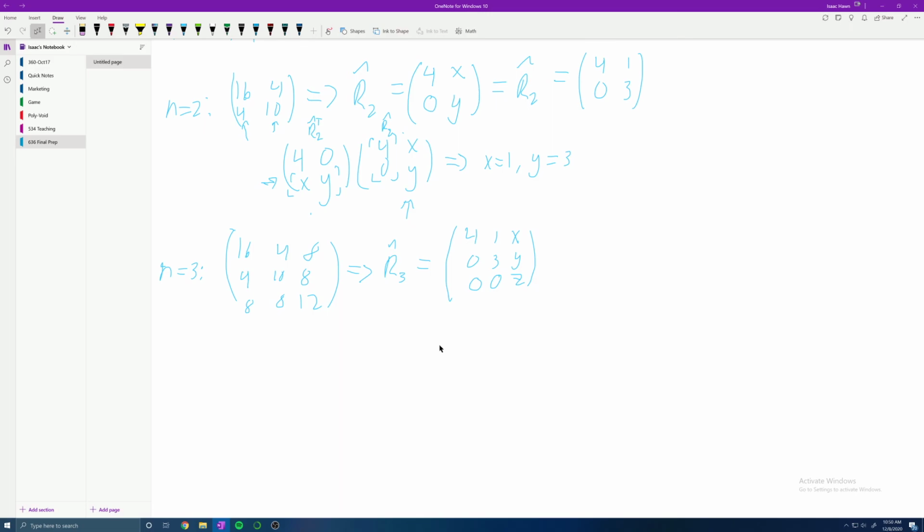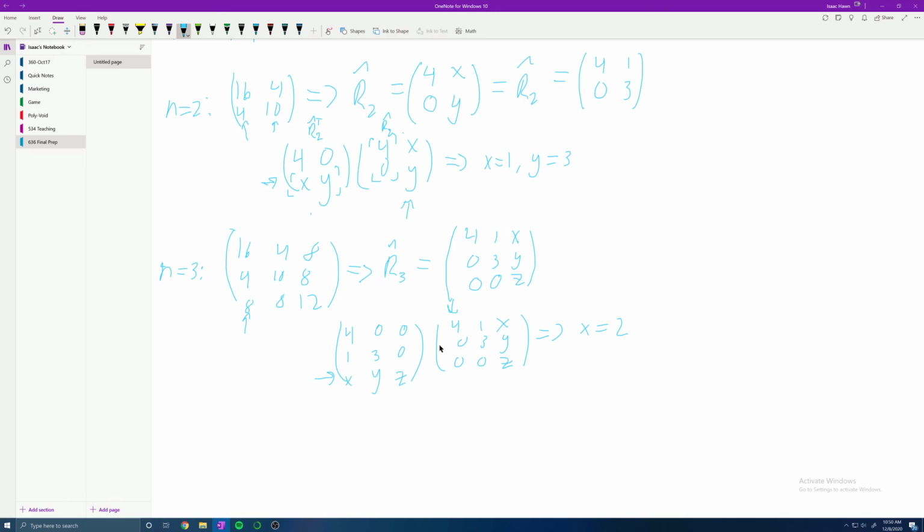All right, so let's do this then. So similarly, we know that R transpose times R equals A. So we write the transpose like so. 4, 1, x, 0, 3, y, 0, 0, z times 4, 1, x, 0, 3, y, 0, 0, z. All right, so let's analyze this. We know that when we multiply this row times this column here, we're going to get this entry. So that means that x times 4 is 8, meaning x must be 2.